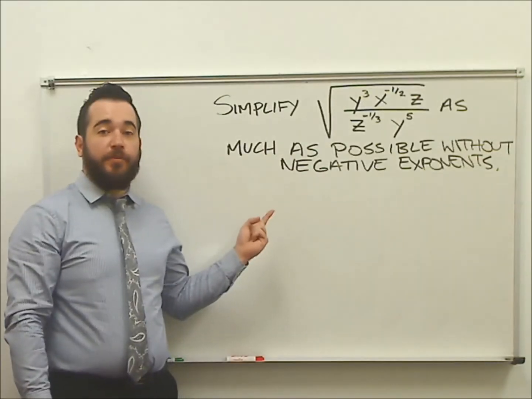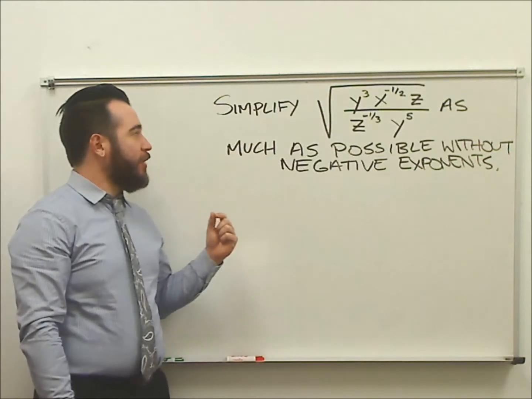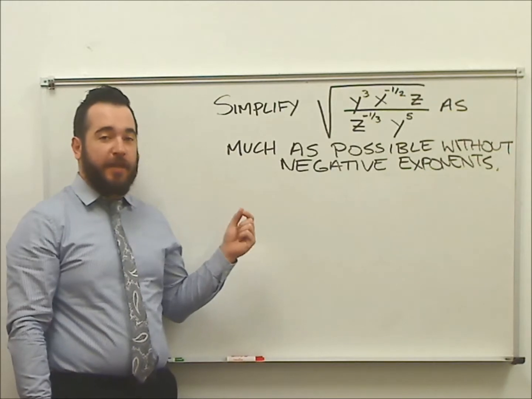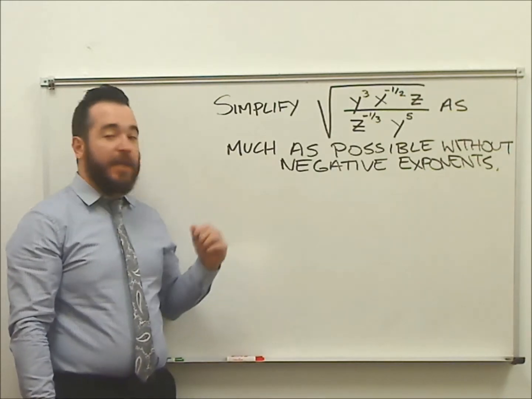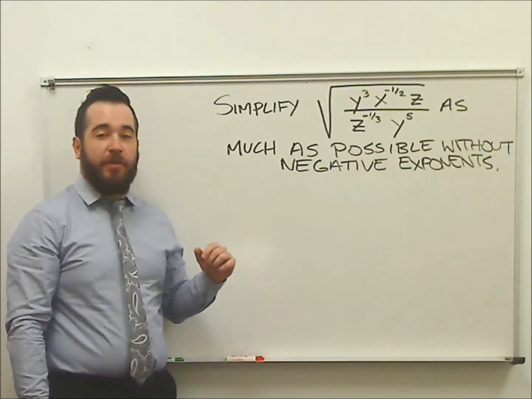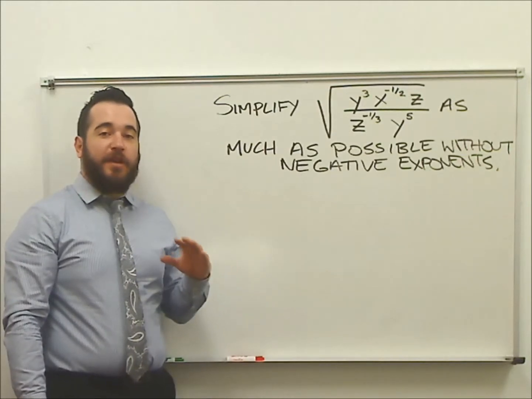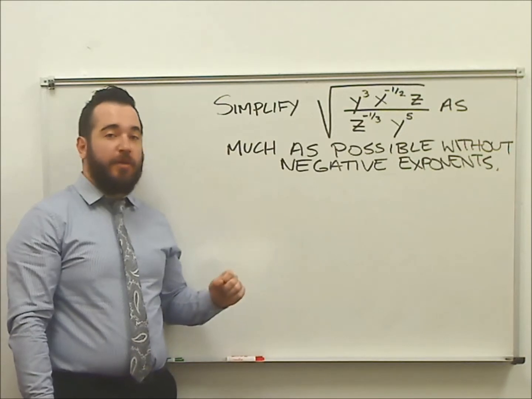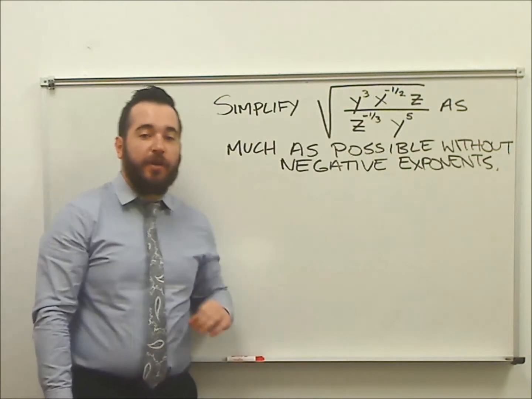Here's our example. We want to simplify the square root of the quantity y cubed x to the negative 1/2 times z, all over z to the negative 1/3 times y to the 5th. This kind of example is very scary for students because there's a lot of stuff there. But let's rewrite it a little bit and see what we can do with our exponent rules.